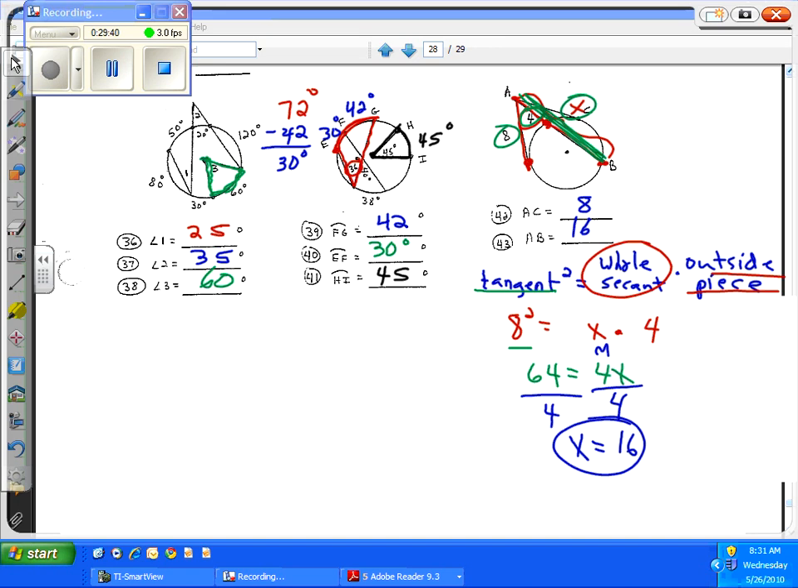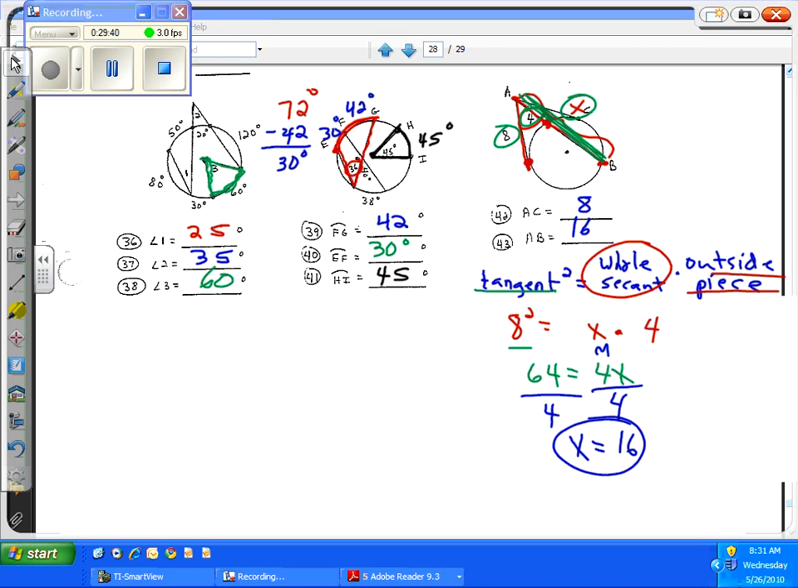We're going to do the exponent. We're going to get 64 equal 4x. X times 4 is 4x. Undo multiplication by division, and we get x is equal to 16. So AB is 16. Any questions on 36 through 42?